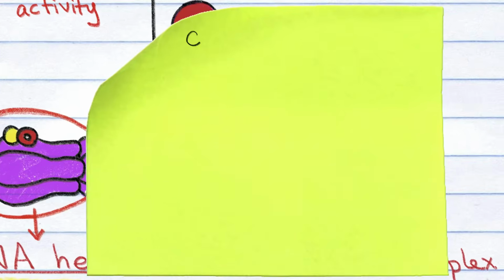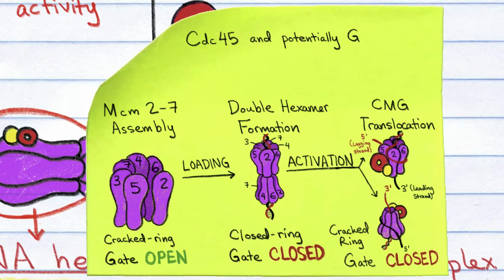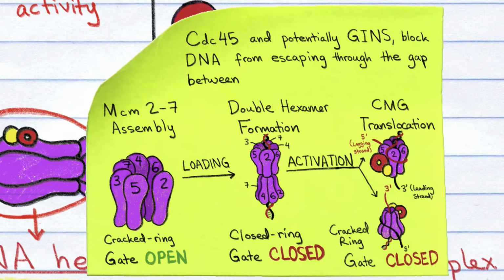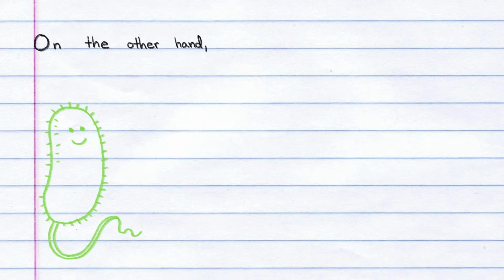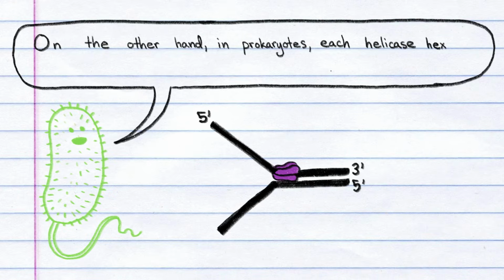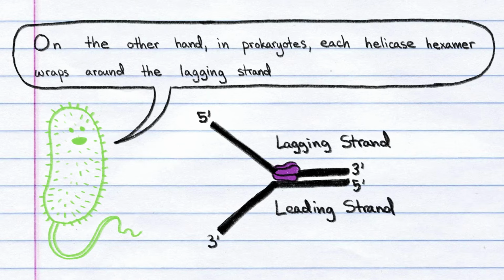It's been recently shown that CDC45, and potentially GINs as well, block DNA from escaping through the gap between the MCM2 and MCM5 subunits. The MCM double hexamer surrounding double-stranded DNA transforms into one hexamer encircling the leading strand of each of the 2 diverging replication forks, although it is not known exactly how this happens. On the other hand, in prokaryotes, each helicase hexamer wraps around the lagging strand.